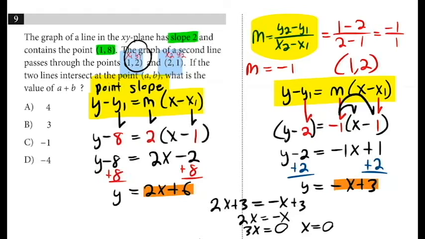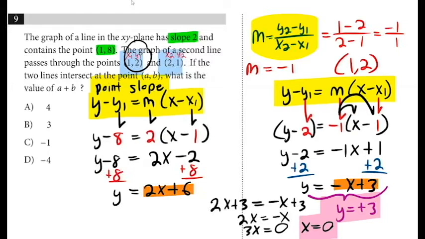And to find out what y is when x is 0, we can just go ahead and plug in x equals 0 into either of the original equations. So right here, we'll have y equals negative 0 plus 3. So y equals 3. So we ended up with x equals 0, y equals 3.